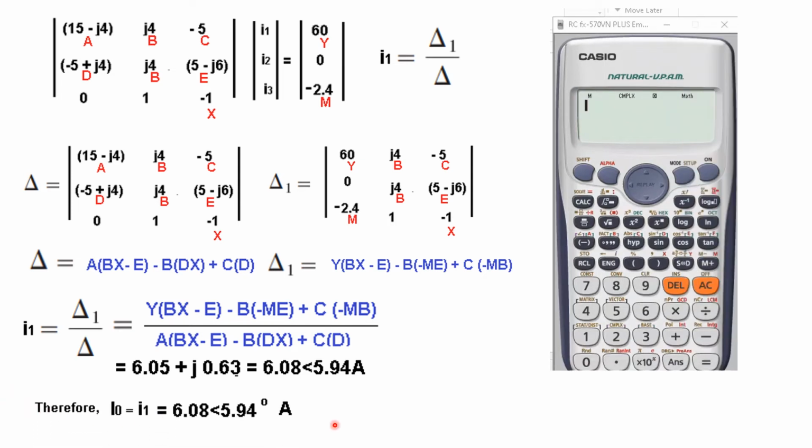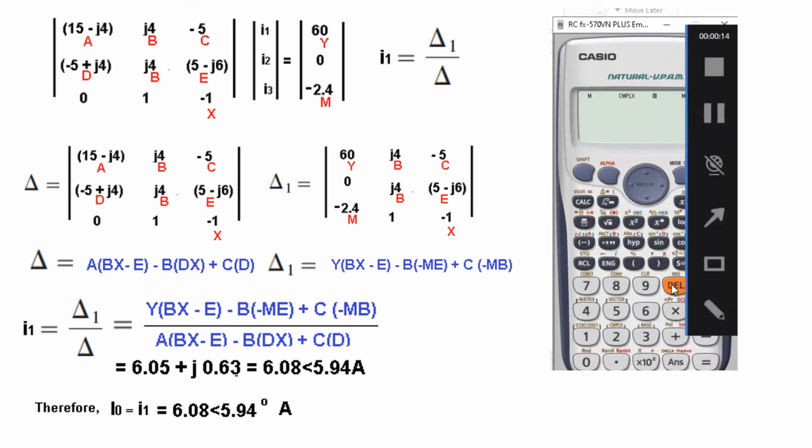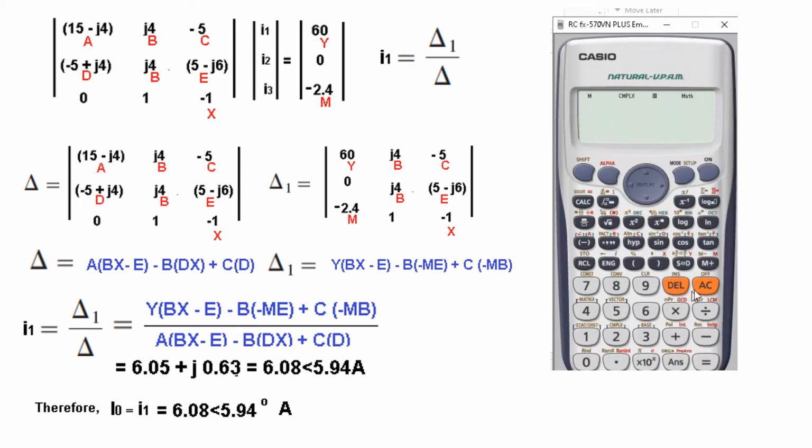Whenever you go to the calculator, the first step is to make sure that you are in complex mode. If not, the best way is to clear by pressing AC, then press alpha, mode, and 2 for complex. So we are sure now we are in complex mode.